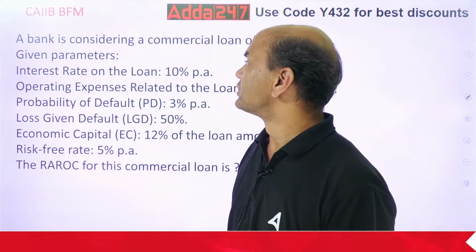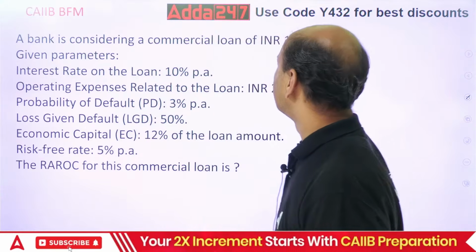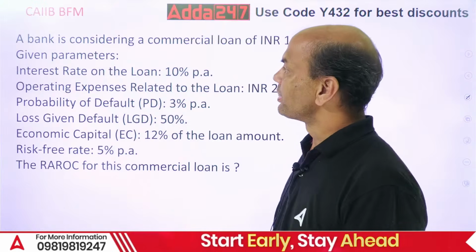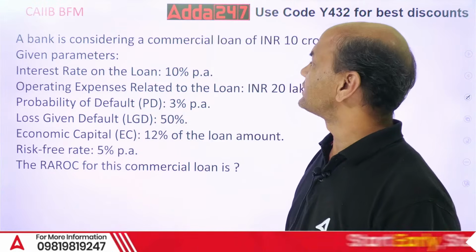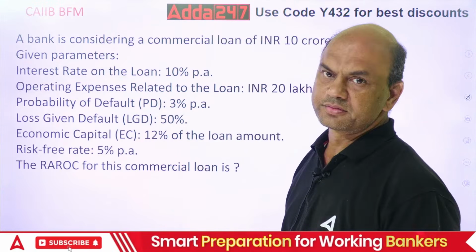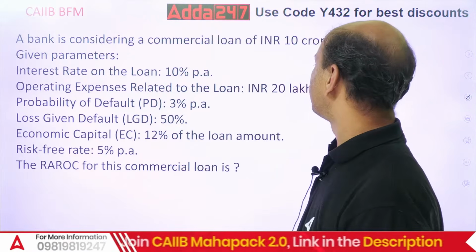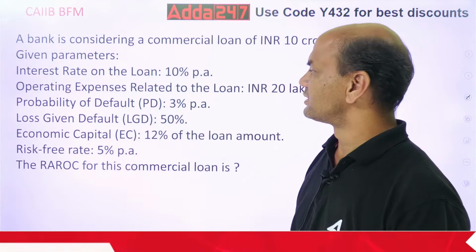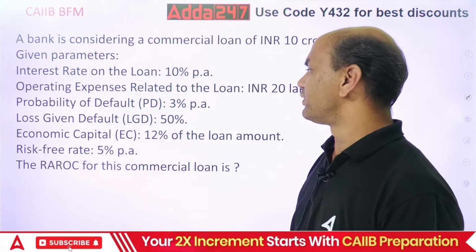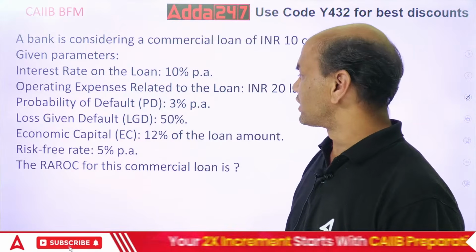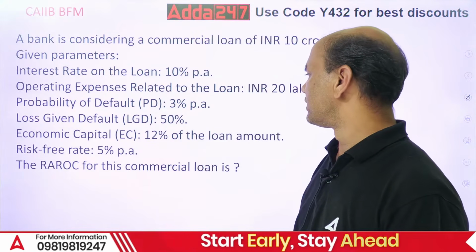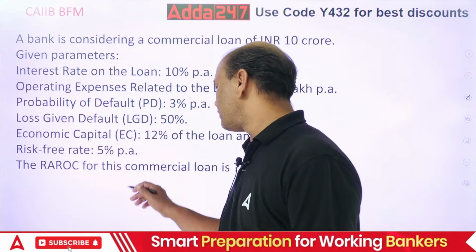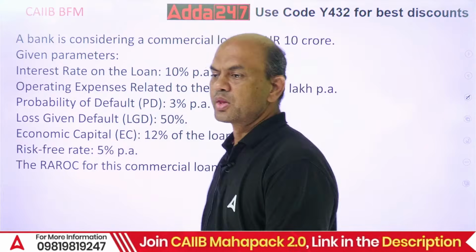So, a bank is considering a commercial loan of INR 10 crores. What are the parameters? Interest on the loan is 10%. Operating expenses are 20 lakhs. Probability of default is 3%. Loss given default is 50%. Economic capital is 12% of the loan amount. Risk-free rate is 5%. The REROC for this commercial loan is, who can find this out?